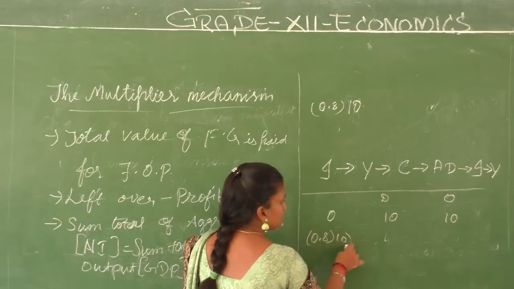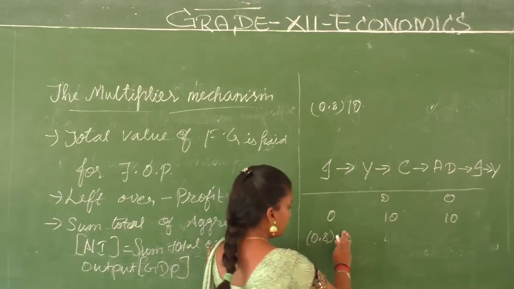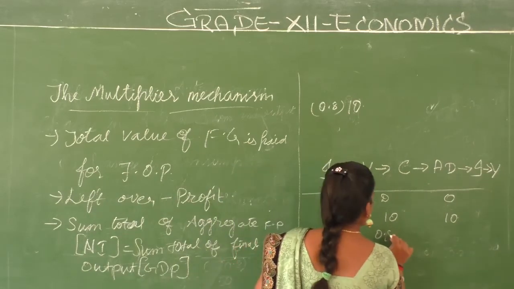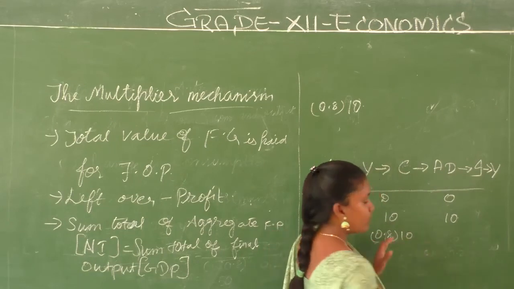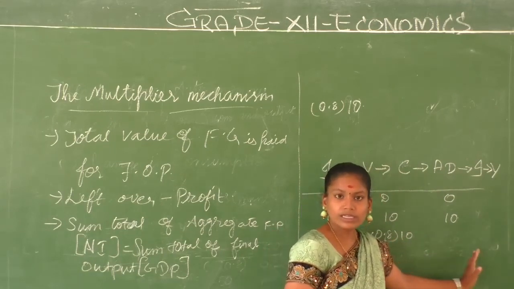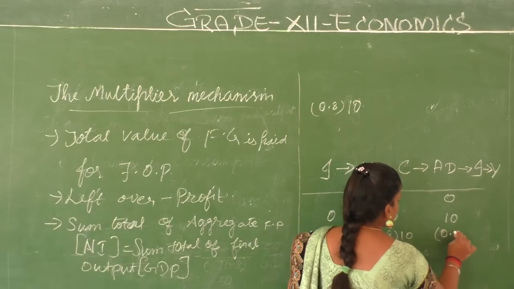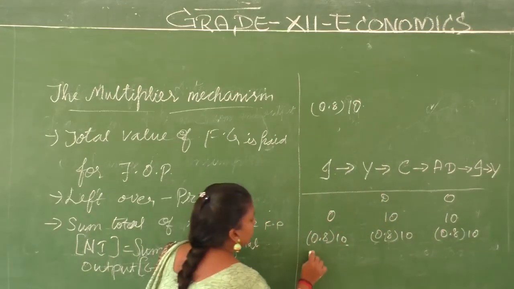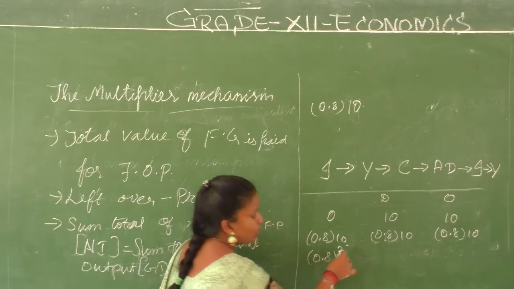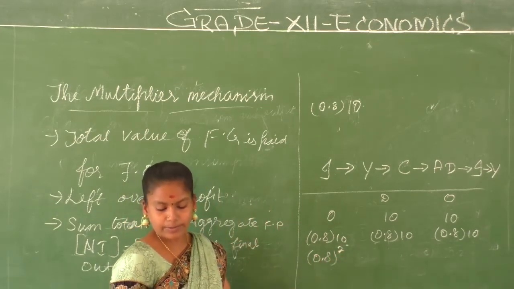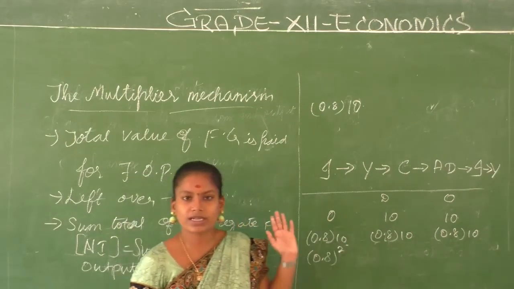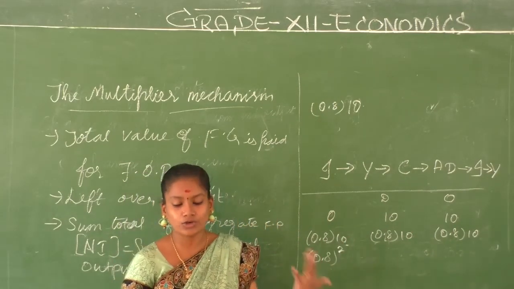0.8 into 10. So what happens to the demand? It becomes the same. For that, demand will happen. What do they have to do? They have to increase more. The output is given as 0.8 into 10. When it happens, it will become double the value. Then it will multiply into triple, then 4 times. It goes on from round to round like this, till infinite values.